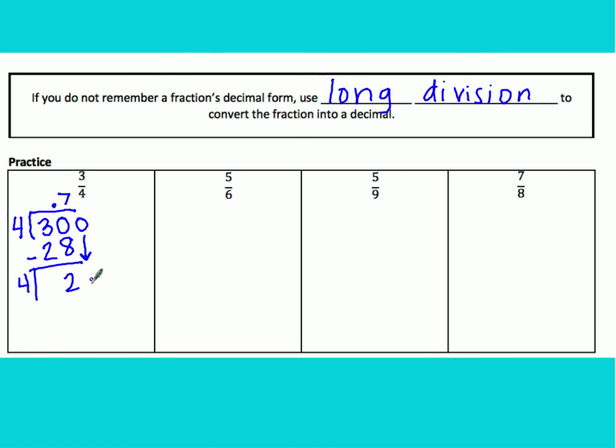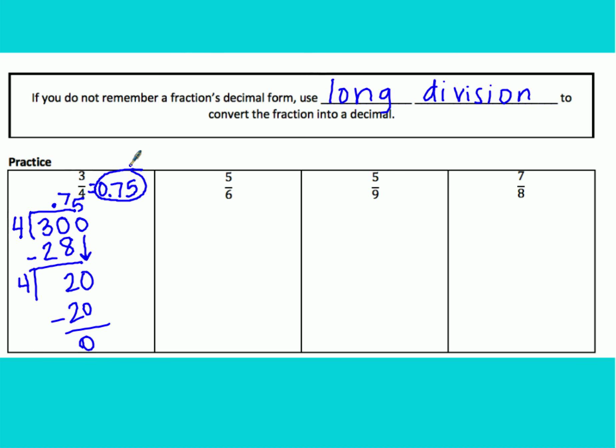This 0 is going to come down, and now we have 4 into 20. 4 goes into 20 5 times. 5 times 4 is 20. And when we subtract, we get a remainder of 0, which means we're done dividing. So we can say that the decimal form of 3/4 is 0.75 or 75 hundredths. So if you forget, you can always do long division.